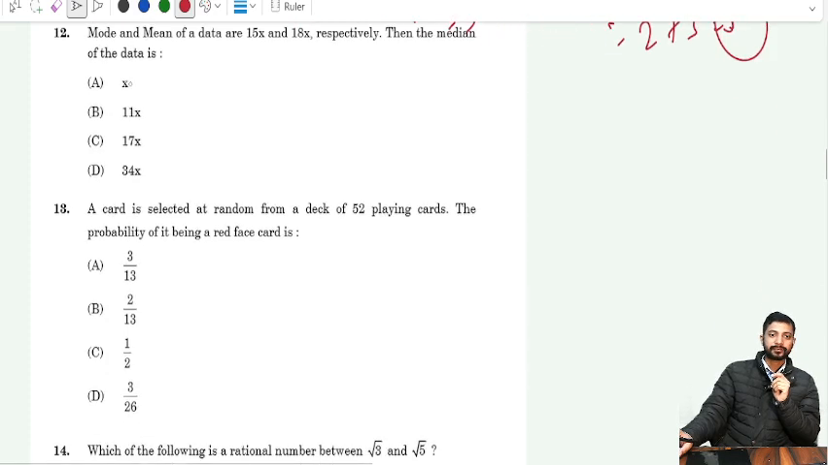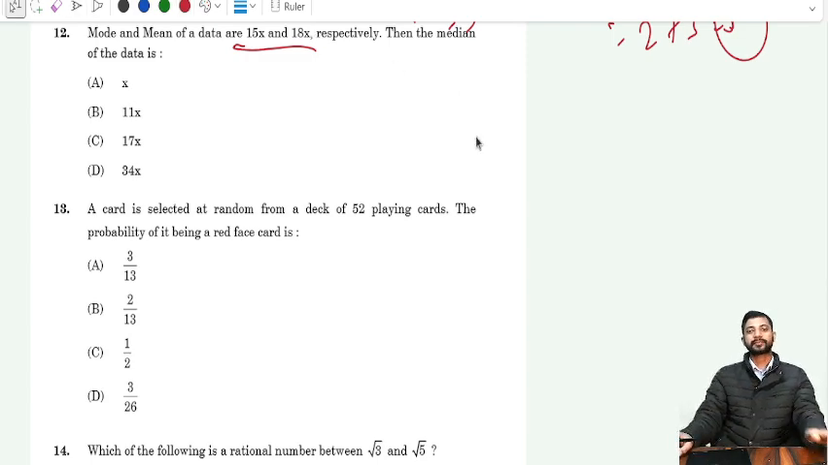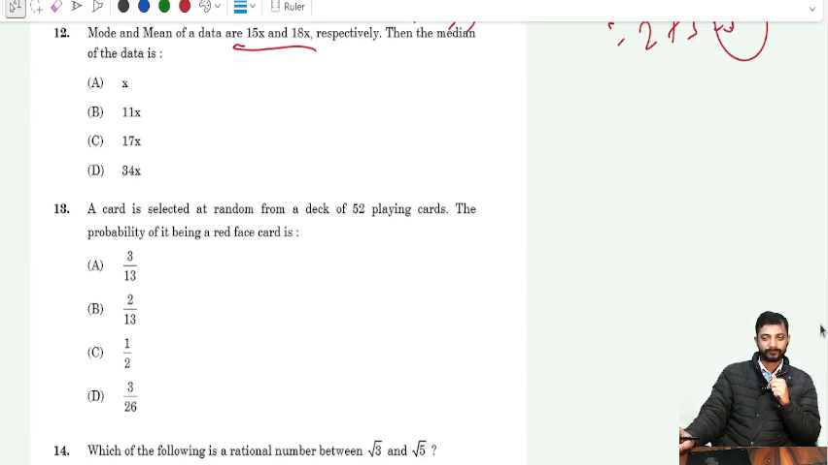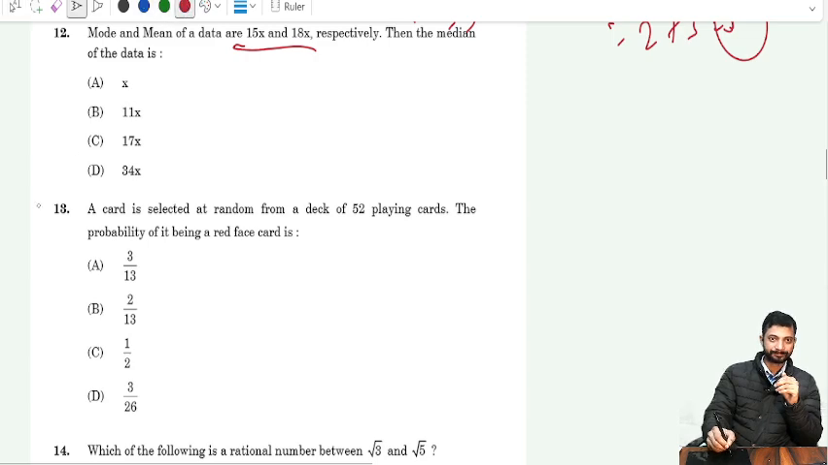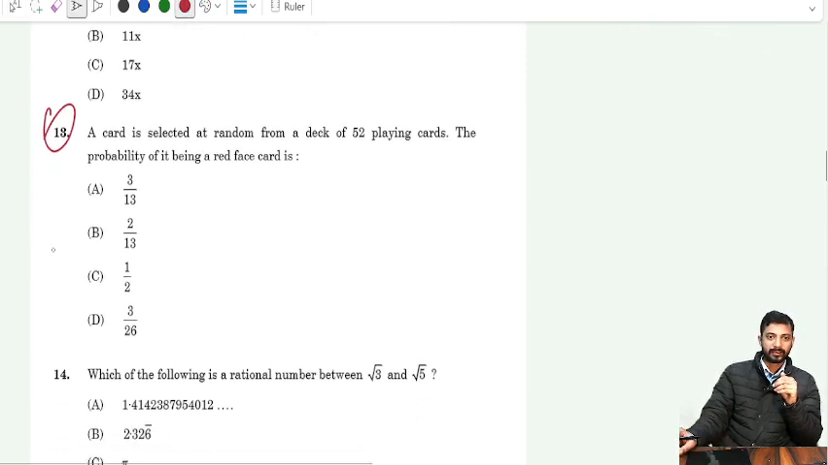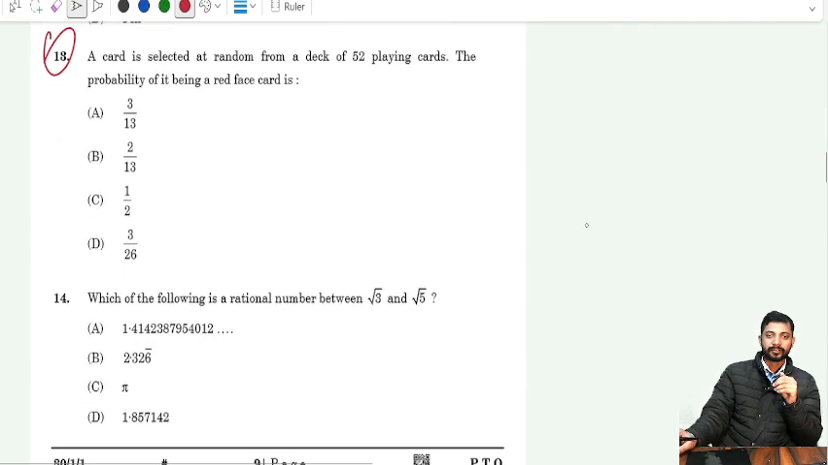Let's go and solve the next question. Here this is again an important question. This is for you. Use statistics concepts. How to solve this? This is important for you. If you are unable to solve it, I will give you the answer to this question at the end of this video. Let's go to the next question, number 13. Here a card is selected at random from a deck of 52 playing cards.